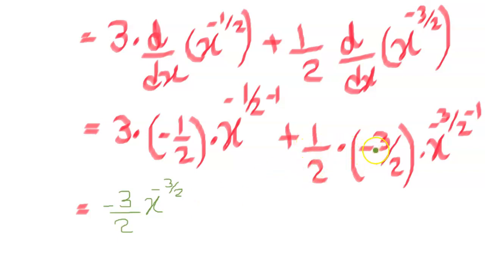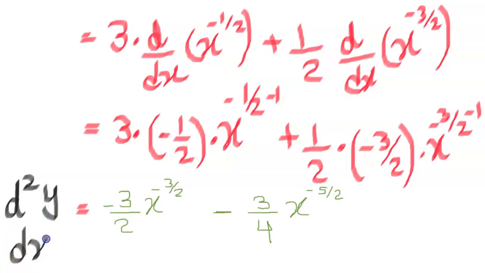And then half times minus 3 over 2, that's going to be minus again. 2 times 2 is 4, and 1 times 3 is minus 3, so minus 3 over 4. Then x to the minus 3 over 2 minus 1 is going to be minus 5 over 2. And on this side, it's d square y over dx square. That is the second differential, and this is your answer.